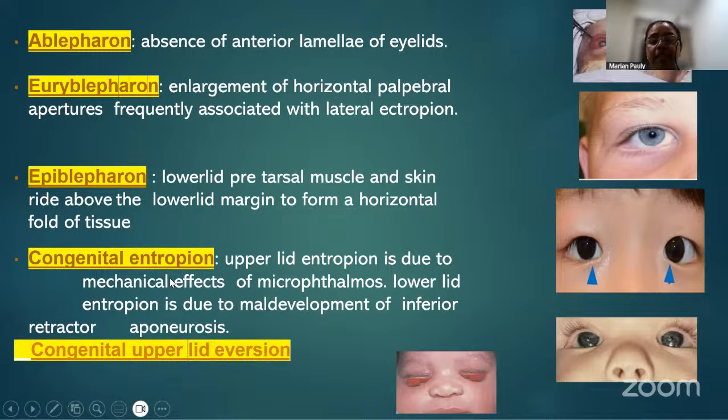Whereas in congenital entropion, it can be as a part of microphthalmos in the upper eyelid, or in the lower eyelid, it is due to the mild development of the inferior retractor aponeurosis. Regarding the retractors, we will come later. Then you can have congenital upper eyelid eversion also.